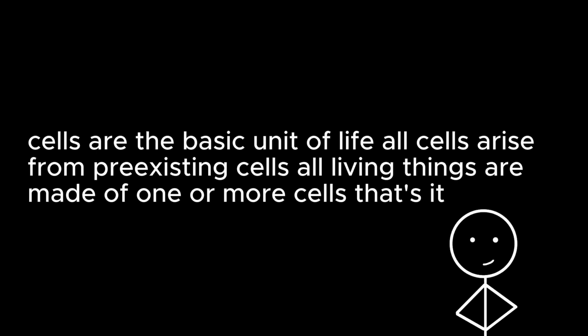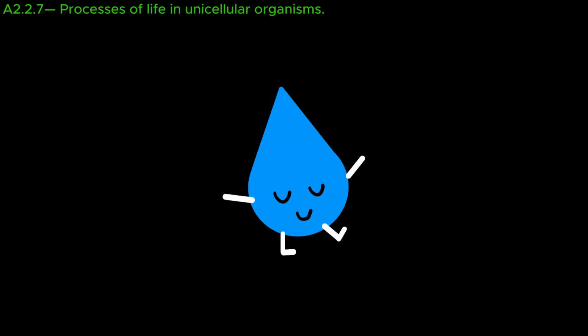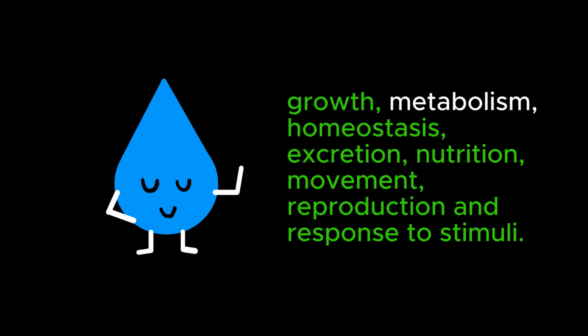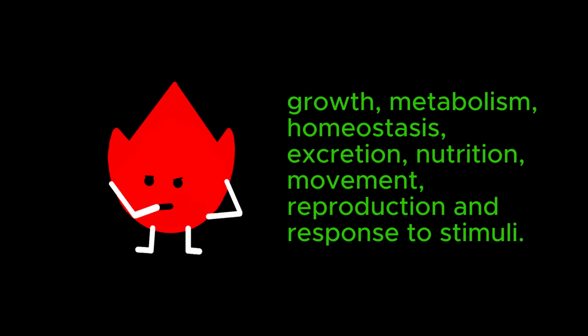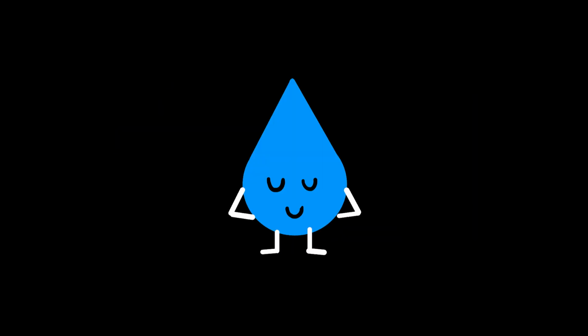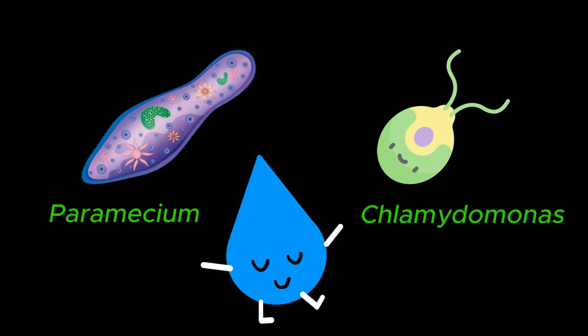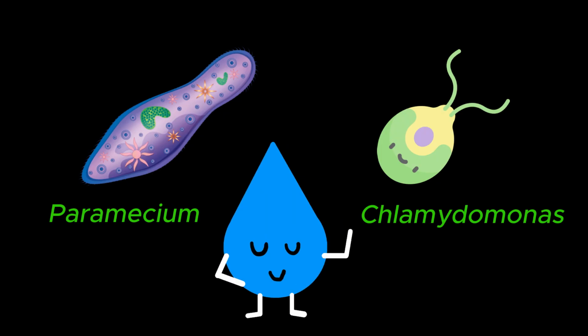That's right. A related concept is that all organisms can perform basic life functions, such as growth and metabolism. Even organisms that are made of 1 cell. Yep, Paramecium and Chlamydomonas are good examples of unicellular organisms that can carry out life processes.